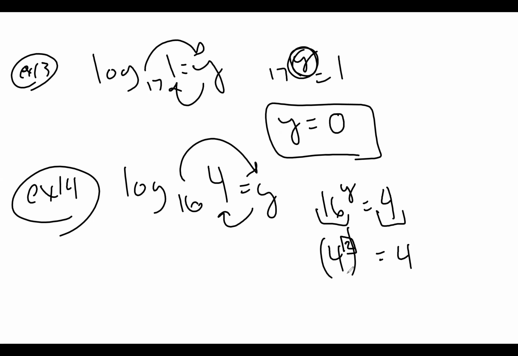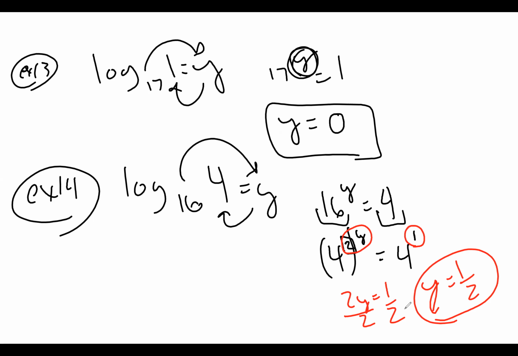So 16 becomes the number 4 squared. The y is still there. Anytime we have just a whole number and there's no variable present, the exponent is just 1. And so that means I'm going to take these two exponents and set it equal to this exponent. So I'm going to have 2y equals 1, and I'm going to divide both sides by 2, and I'm going to get y is 1/2, and again, I'm done.